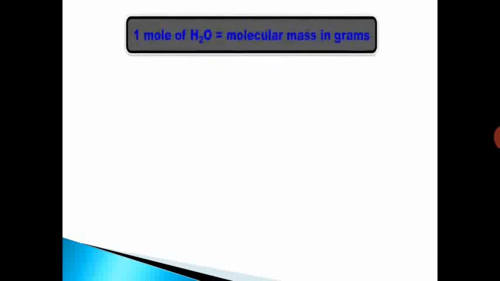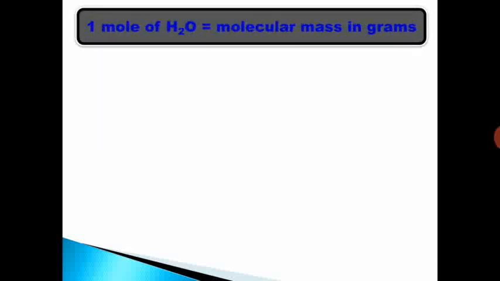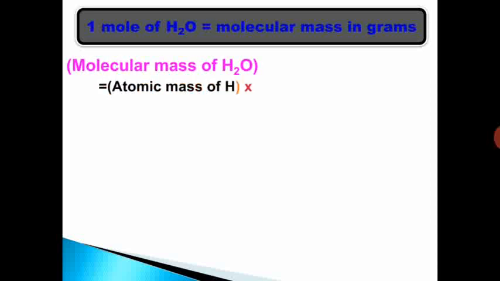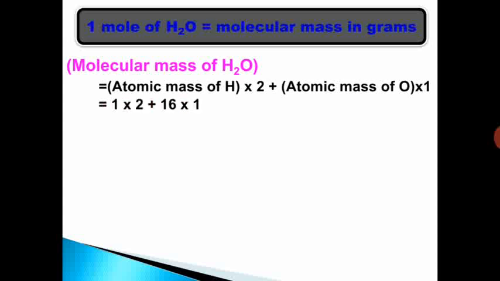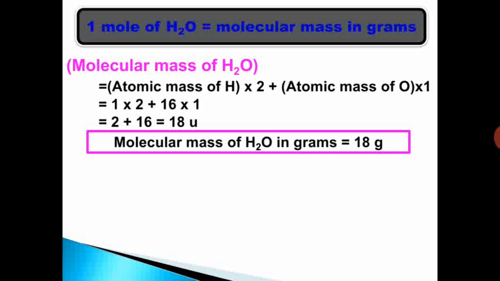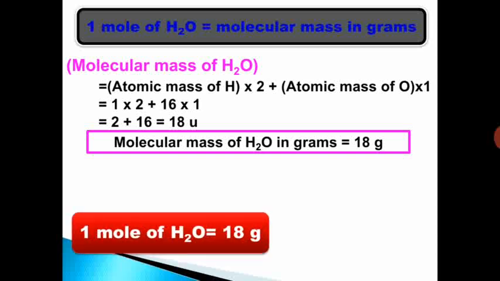So one more example is there. We will calculate 1 mole of water molecule. So we have to calculate the molecular mass of water. Atomic mass of hydrogen into 2 plus atomic mass of oxygen into 1, and if we put in the values we get the answer 18. Means the molecular mass of a water molecule is 18 Dalton, and the molecular mass of water in grams is 18 grams, and definitely 1 mole of water will contain 18 grams. So 1 mole of water is 18 grams.